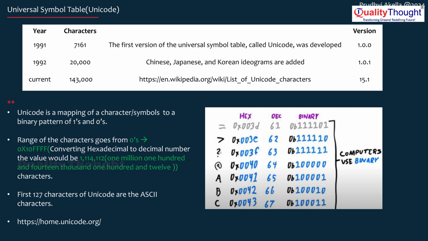The range of characters goes from 0 till 0x10FFFF. This is a hexadecimal number, don't confuse it. F is the biggest digit. The number you get is 1,114,112, so this many characters you could see in your Unicode table. How many characters do you see in ASCII? 127. But how many characters do you see here? It's huge, right or wrong? It means lots of symbols have come into it.